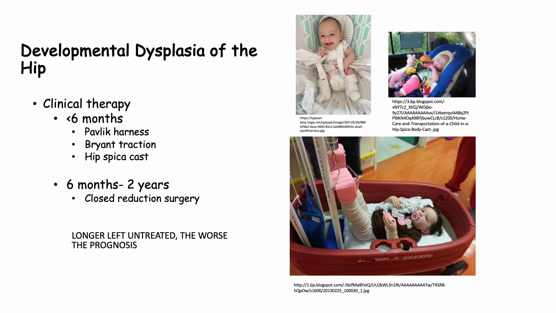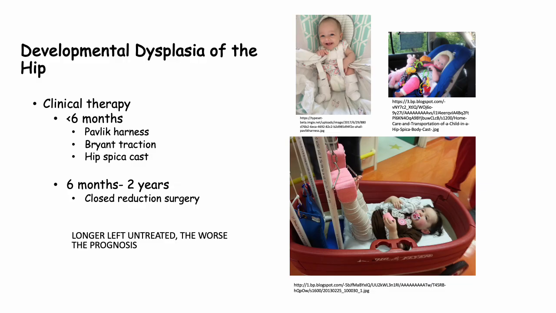The top left-hand corner is called a Pavlik harness. It's booties that go on their legs, and then it's solid in the back, and then the straps come around. So it's literally holding their hips in place, so that hopefully the muscles then hold that bone in, and the muscles and the bone pull together.